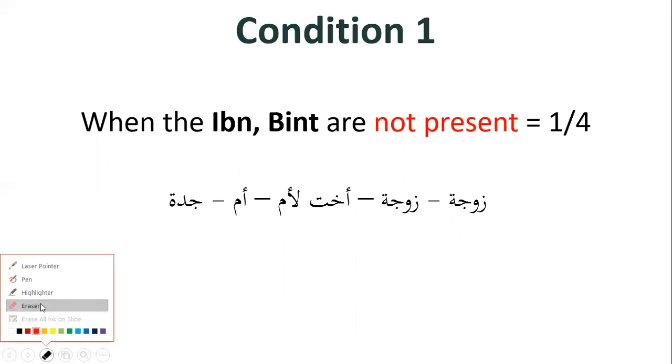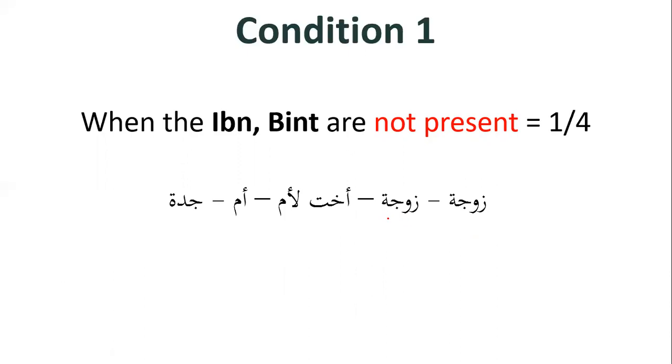What we need to do is draw a line under both Zawjas, and if there's 3, then 3, 4, then 4. Draw one line underneath all of them and write 1/4. This denotes that 1/4 will be divided between all of them equally. So over here, draw a line underneath the Zawjas and 1/4. We've also covered Ukht li-Ummin, and she will receive 1/6.